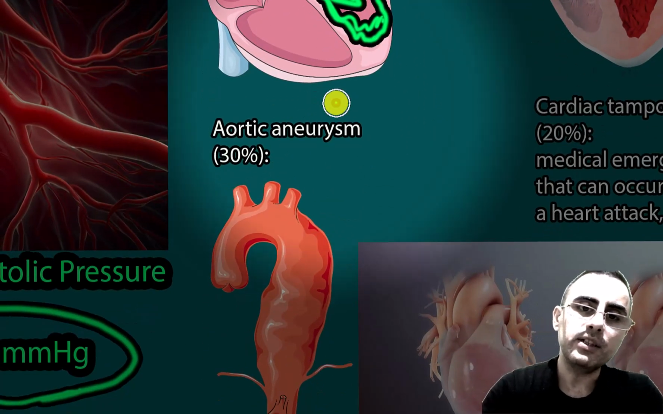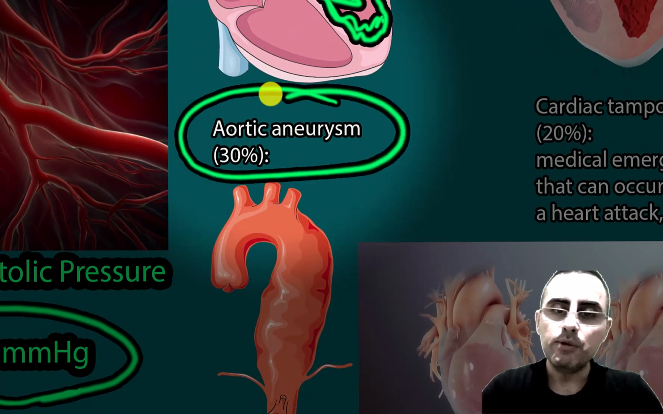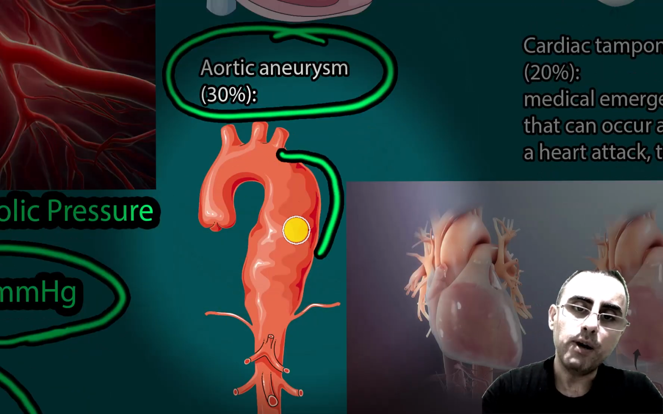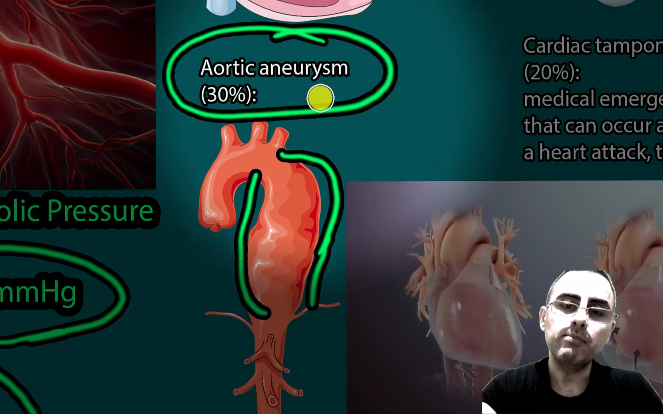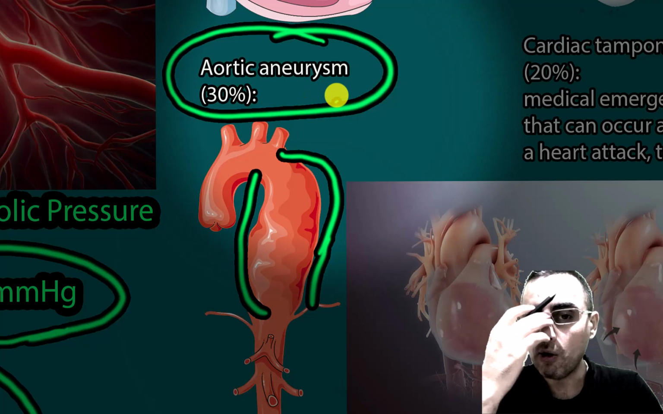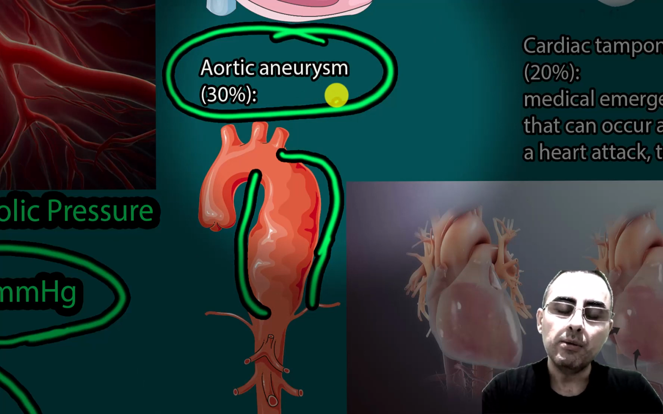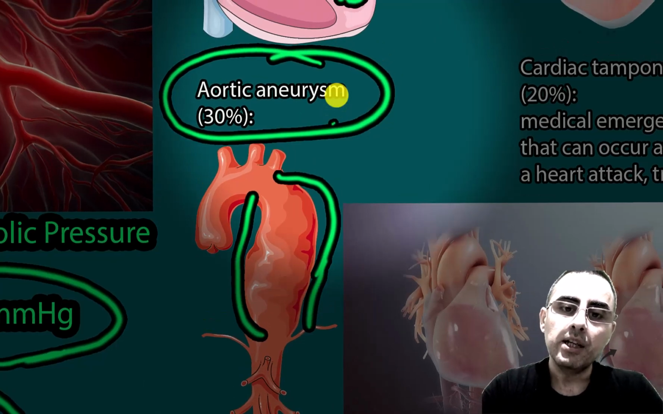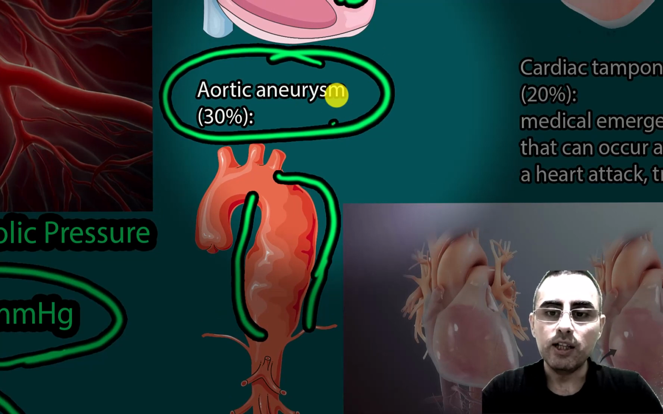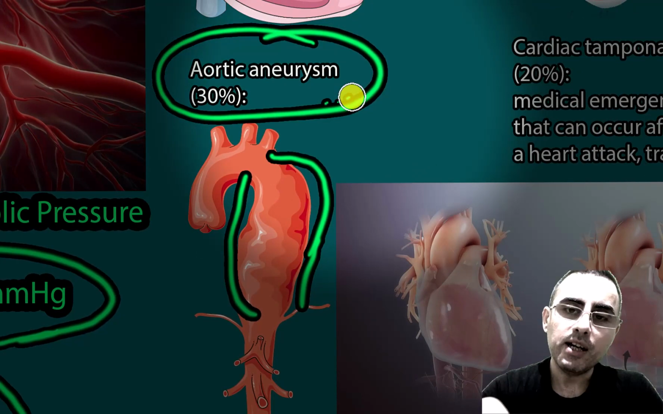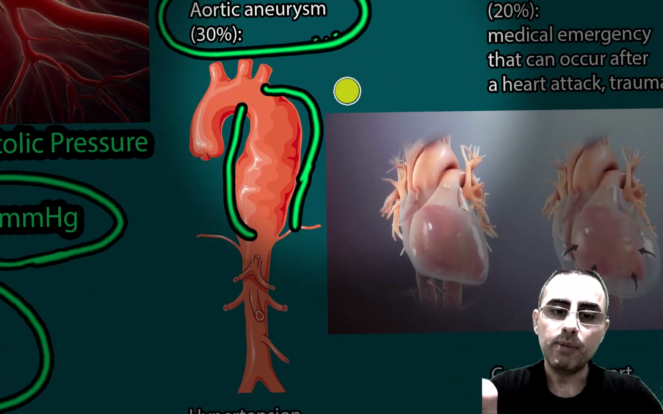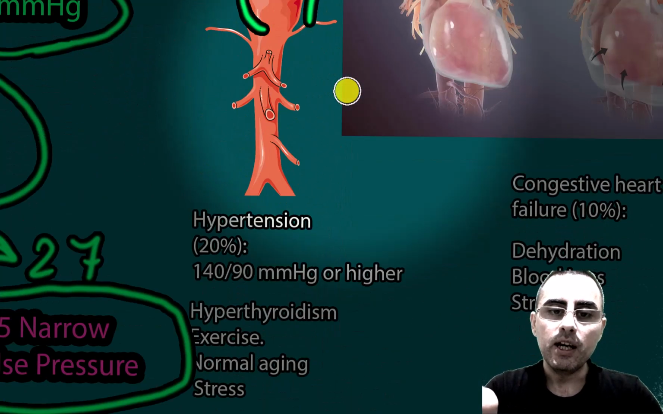Aortic aneurysm accounts for 30% of cases. Aortic aneurysm means aortic bulging. In many cases it has no symptoms at all, and sometimes the first symptom is when it ruptures. It's an emergency condition, of course. So aortic aneurysm sometimes creates widened pulse pressure, but not always.